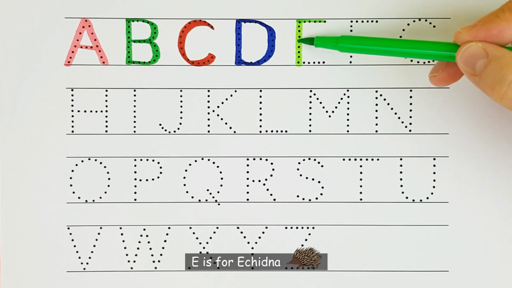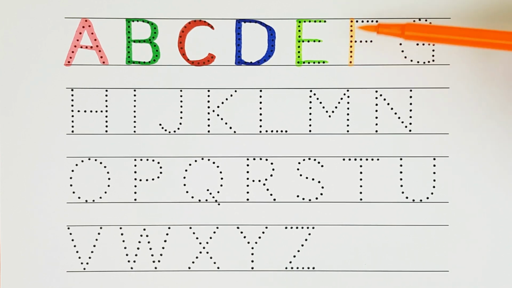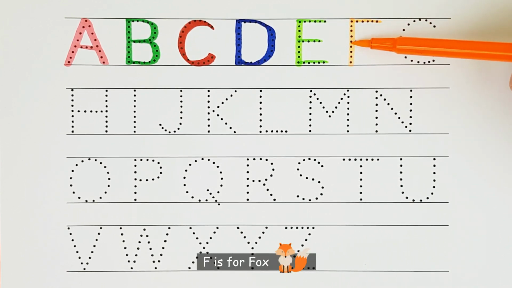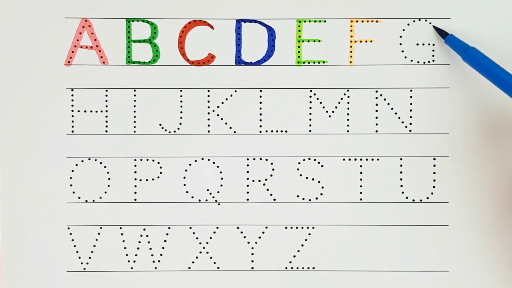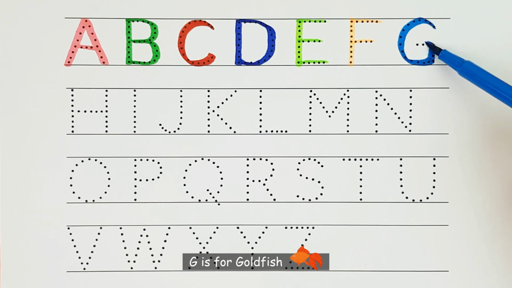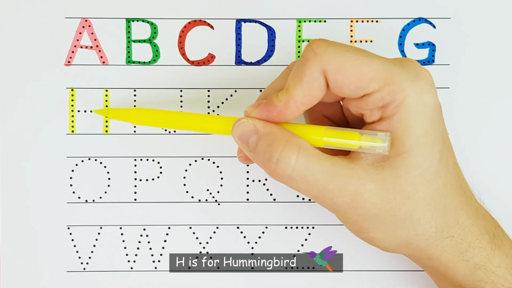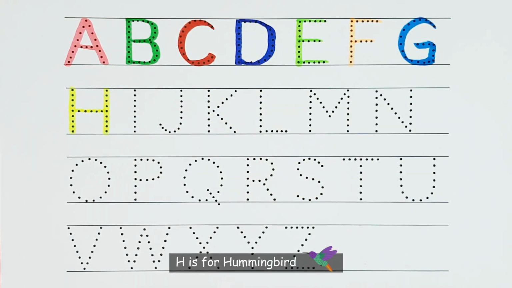E. E is for echidna. F. F is for fox. G. G is for goldfish. H. H is for hummingbird.